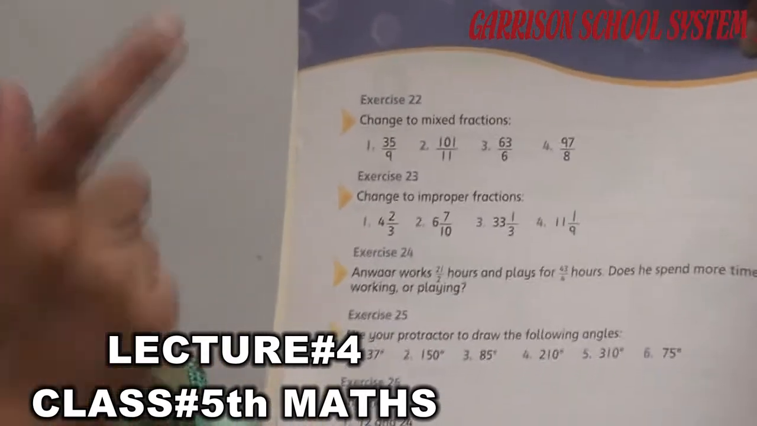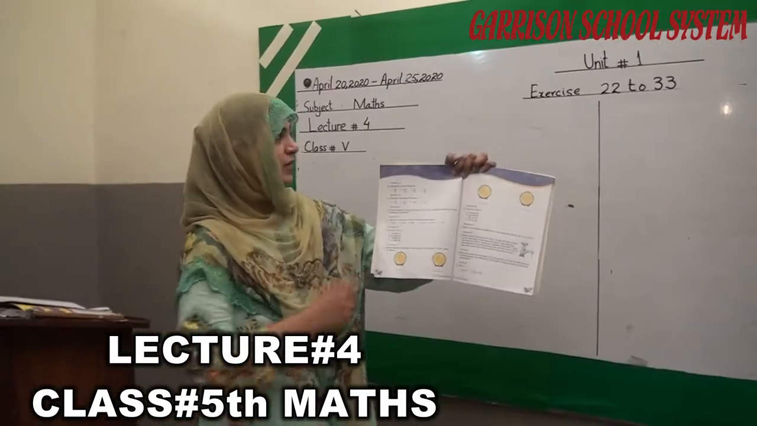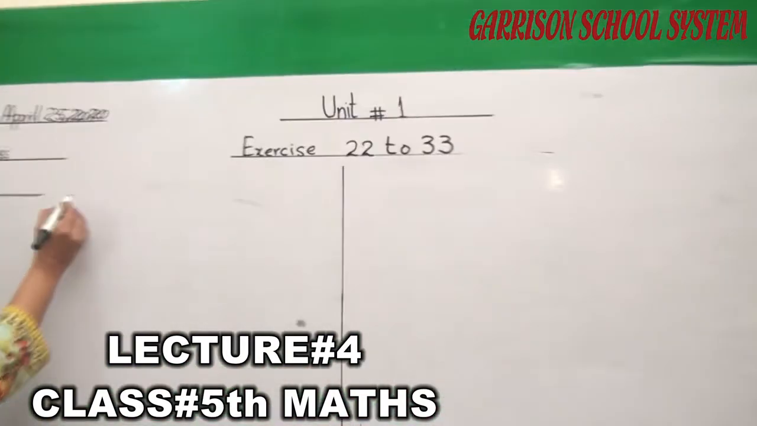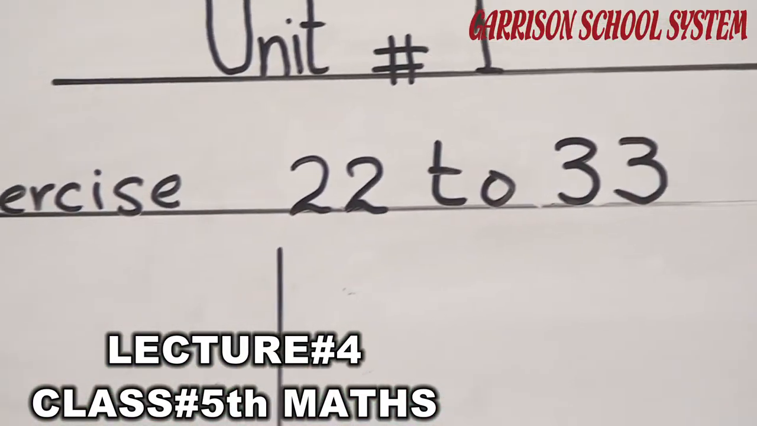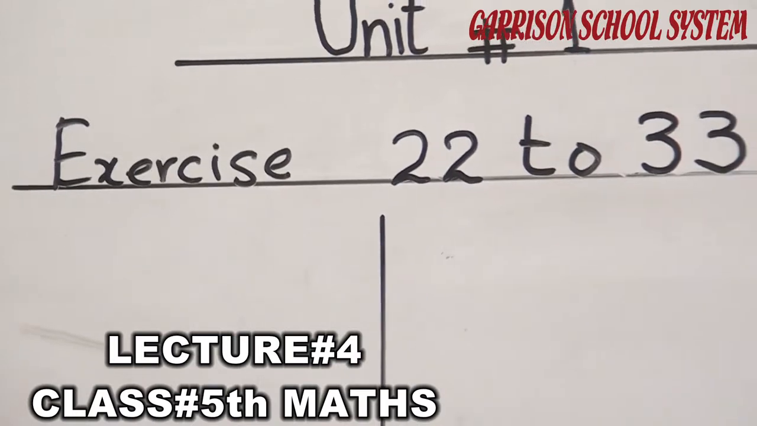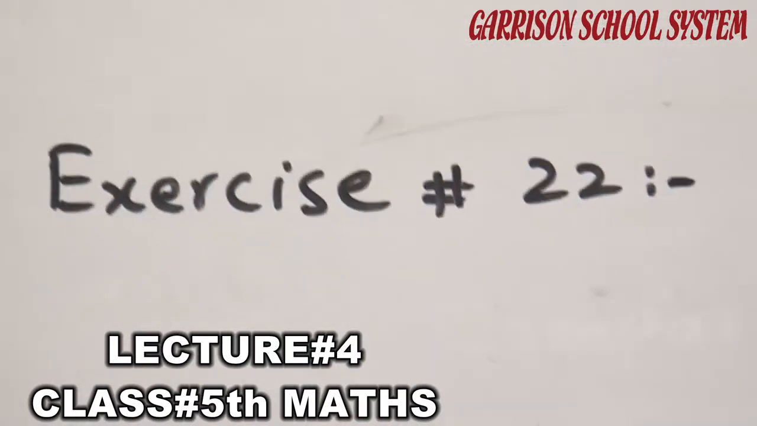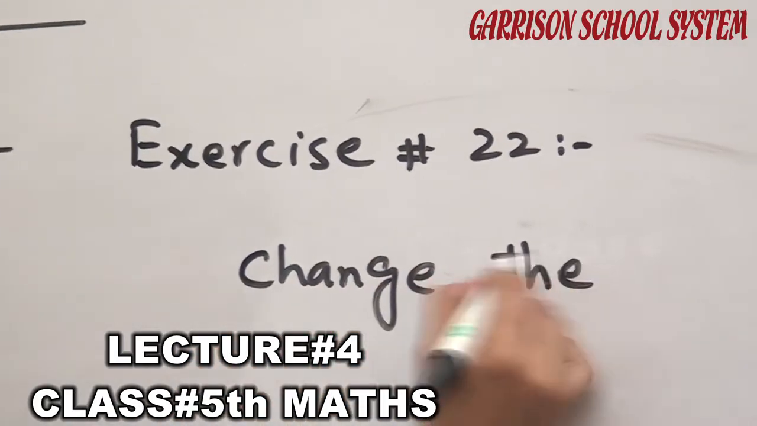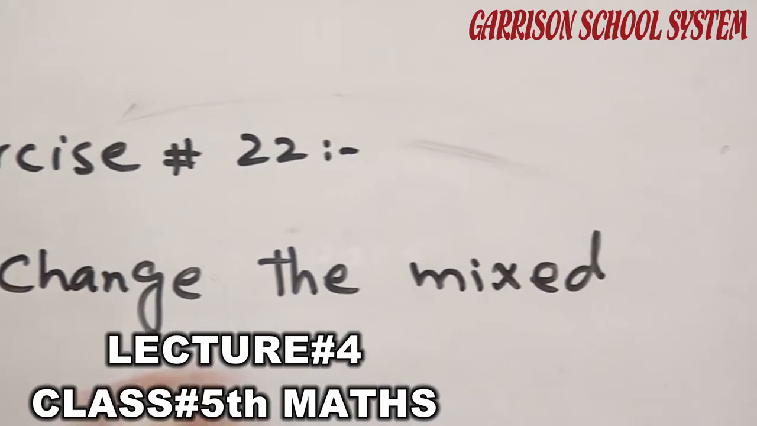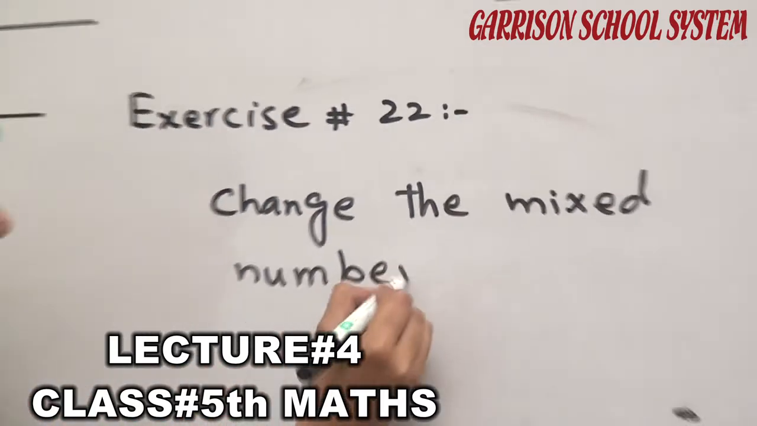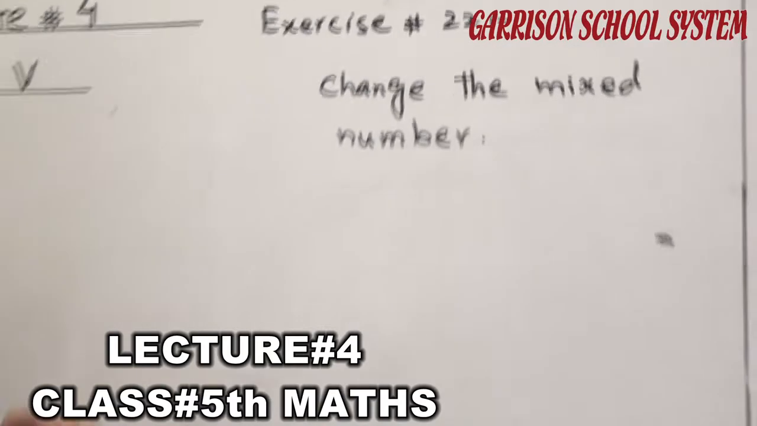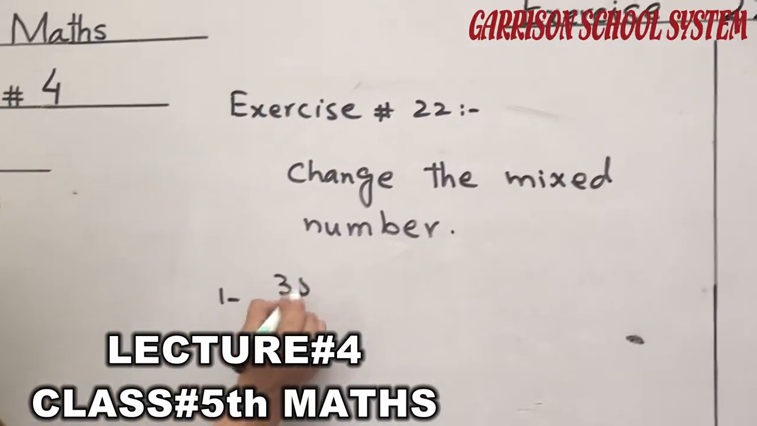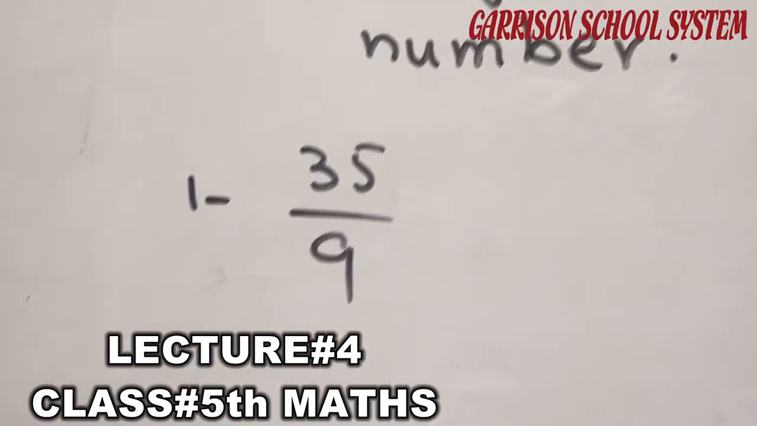So first of all we will do exercise number 22. Come on the board. Exercise number 22. Question is: change the mixed number. Students, we have the first question of exercise number 22, 35 by 9. So this is the fraction.